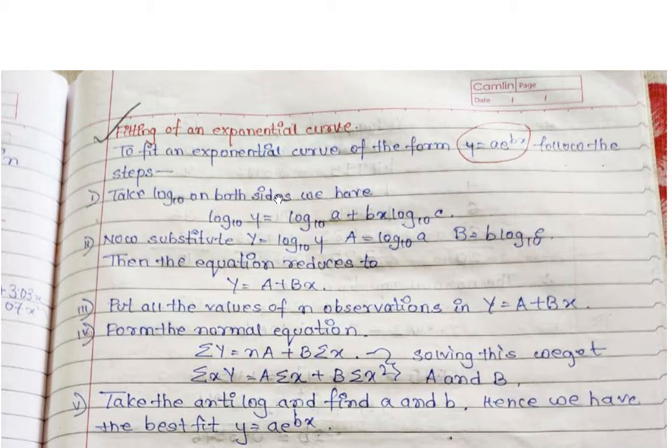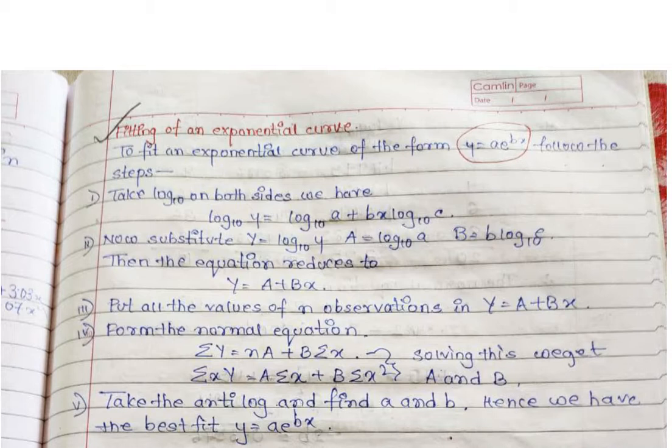So simply take log base 10 on both sides. So log10 y equals log10 a plus bx log10 e, because it is the power of e. Now consider log10 y as capital Y, capital A equals log10 a, and capital B equals b log10 e. Now if we substitute our assumptions in this equation, it will become capital Y equals A plus Bx. So you can see this equation reduces to the equation of a straight line. Clear? Now you know how to fit a straight line, by rule number 1.